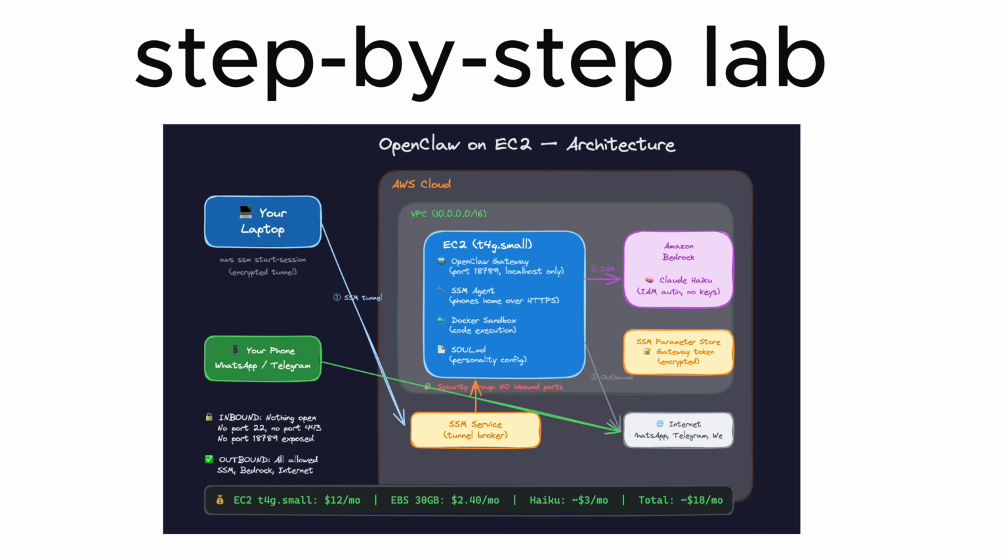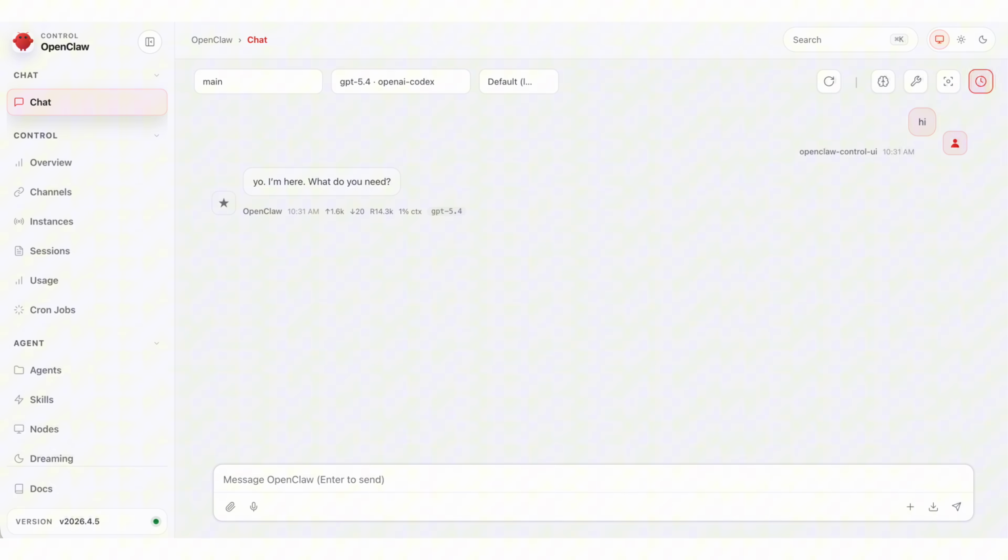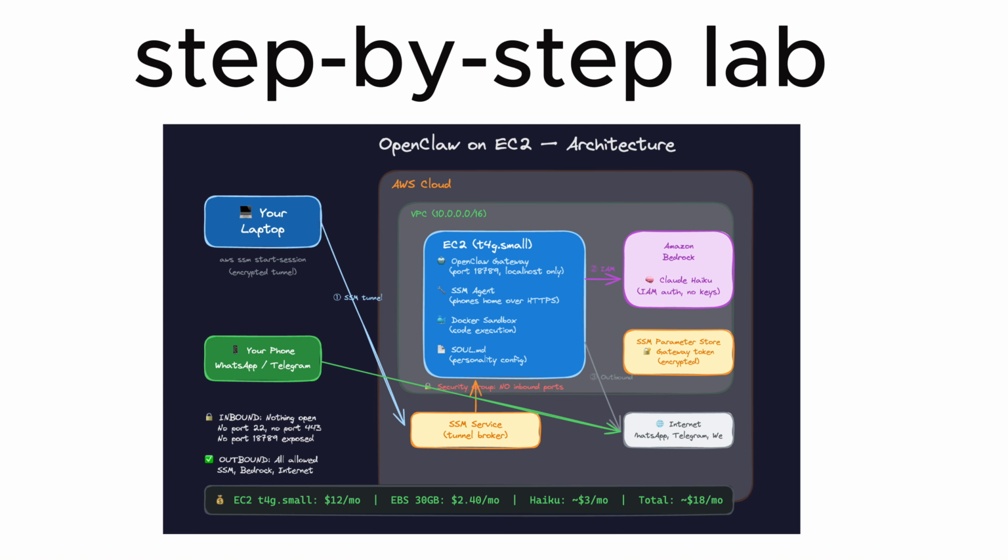If you want to deploy OpenClaw on AWS, this is the best and most secure way to do it. We're using the AWS command line interface, or the AWS CLI, and CloudFormation. 6 commands total, no console, no SSH keys, no ports open to the internet. Everything goes through SSM Session Manager, which is the secure way to connect to EC2.